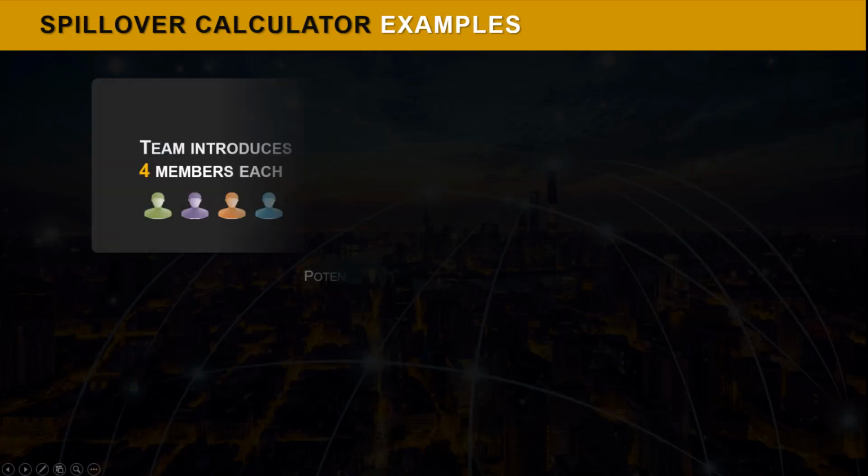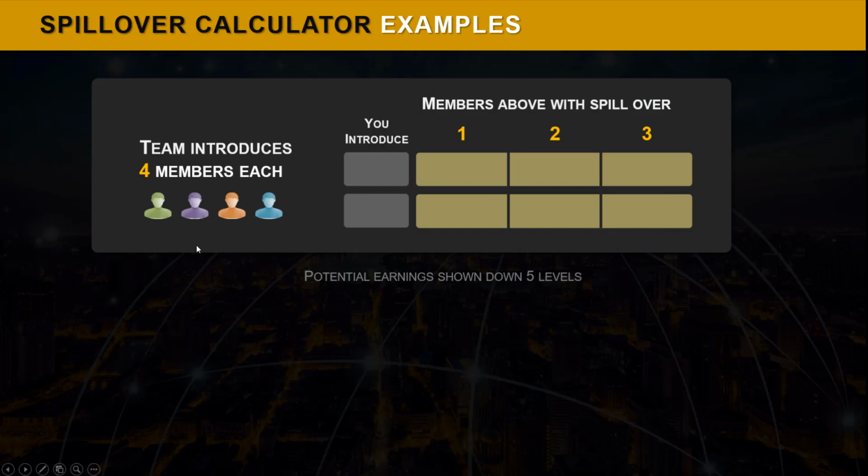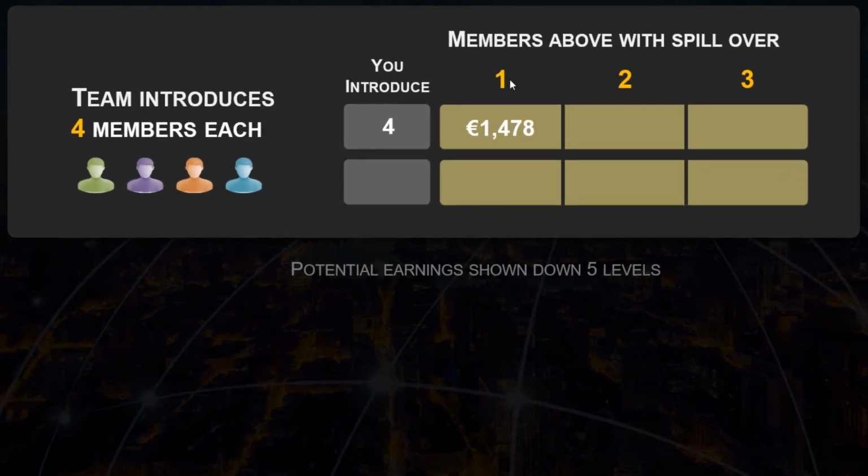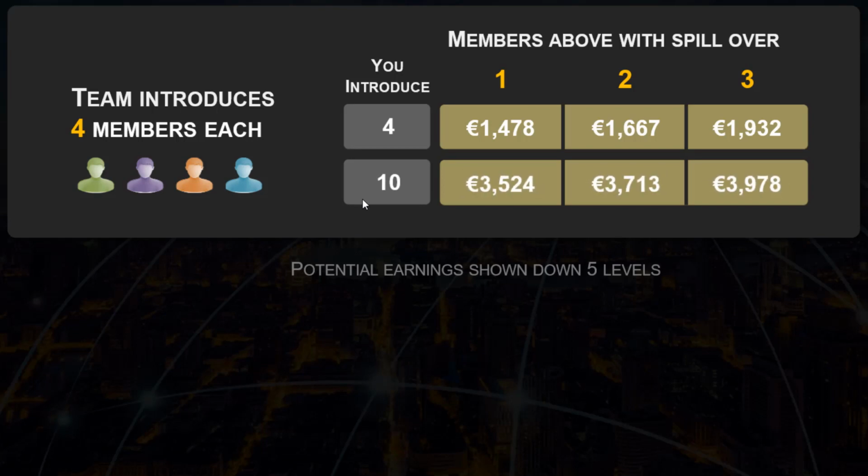So let's start with everyone introducing 4 members each, as we did in the calculator. You've introduced 4 people, and so has your team. And you've only got one person above you adding spillover. So that would be €1,478 a month, as we showed you. If it were 2 people adding spillover, or 3, then the figures go higher. But if you introduce 10 people yourself and everyone else only introduced 4, then the figures are much higher.